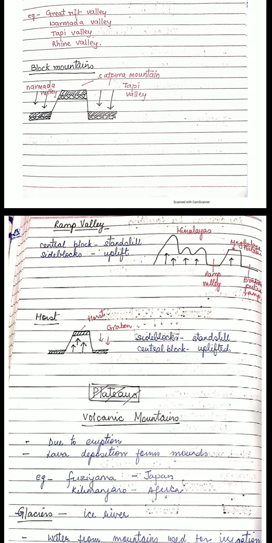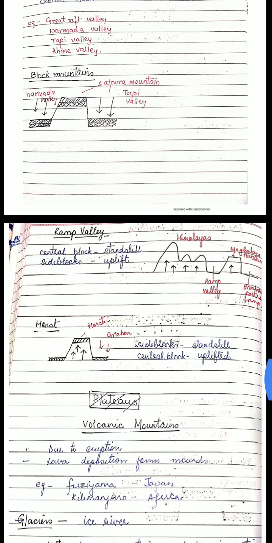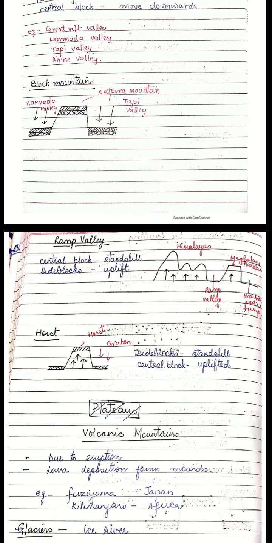If you see Ramp Valley, please see in the flow chart, Ramp Valley is when the central block is standing still and side blocks are uplifting. This is also the example of Himalayas, that Himalayas are uplifting upwards. So folds are making. So the third type of mountain is the volcanic mountains.